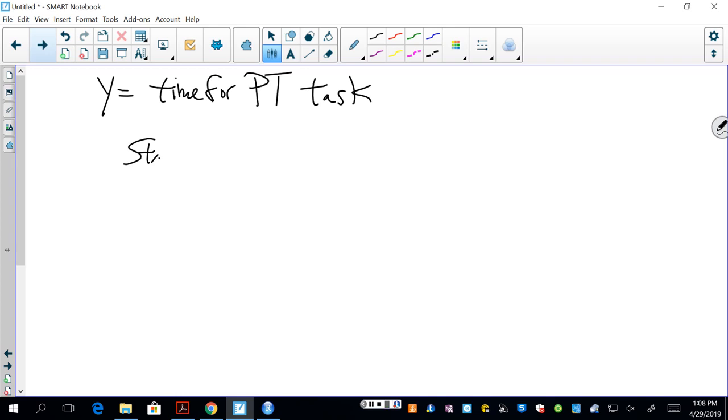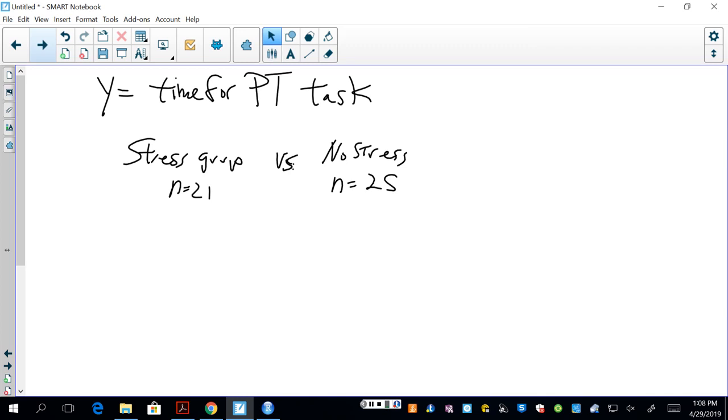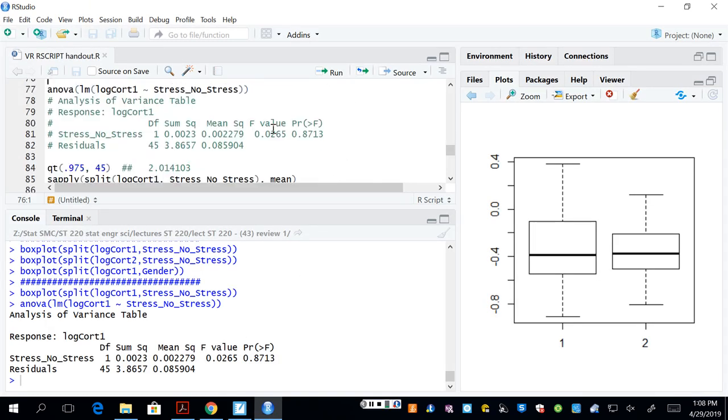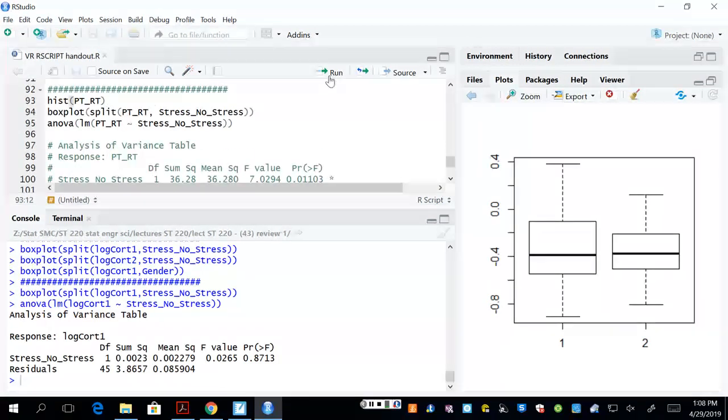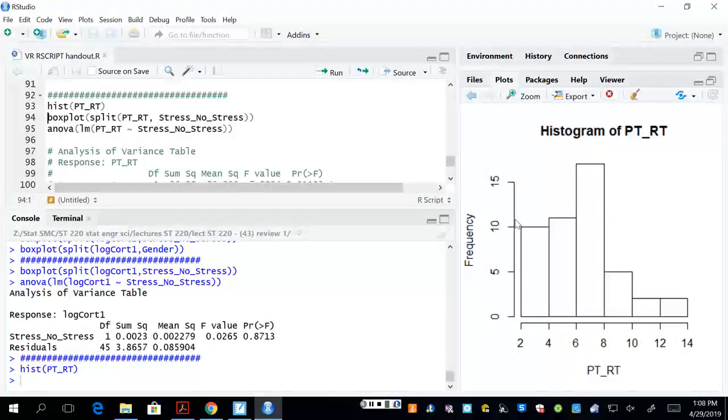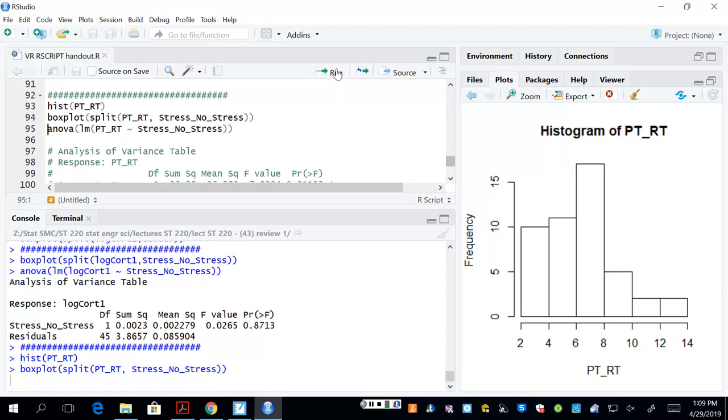So the stress group, which had 21, versus the no stress group, 25. What does it look like if we look at that variable in terms of ANOVA? Here's what that variable looks like. PT, RT is the name of the variable, the time in minutes to do this activity. Here's the box plot comparing the groups.